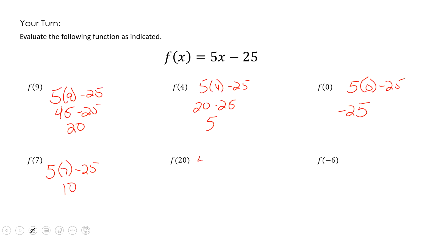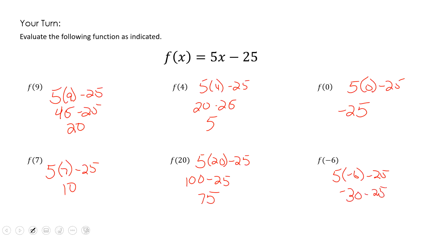5 times 20 minus 25 becomes 100 minus 25, which is 75. And then the last one, 5 times negative 6 minus 25, negative 30 minus 25, or negative 55. Everybody see that? It's pretty simple. It's pretty easy to do. Like I said, there's not a whole lot to this as we're going through it.